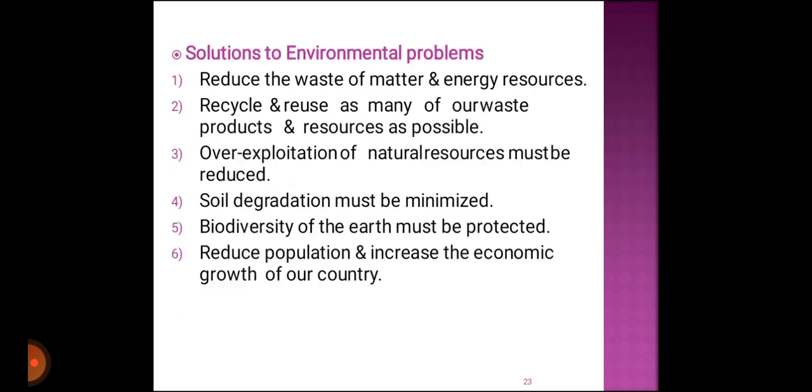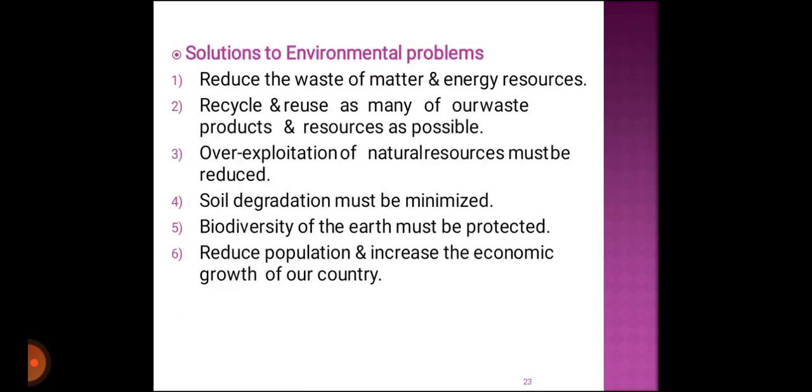Also, over exploitation of natural resources must be avoided or reduced. Soil degradation must be minimized by planting more trees on the earth or land. Biodiversity conservation of the earth must be protected. Biodiversity means the variety and variability of animal and plant species in an area, so that must be protected. Then reduce the population and increase the economic growth of our country. Population reduction is also one of the main solutions to solve environmental problems.